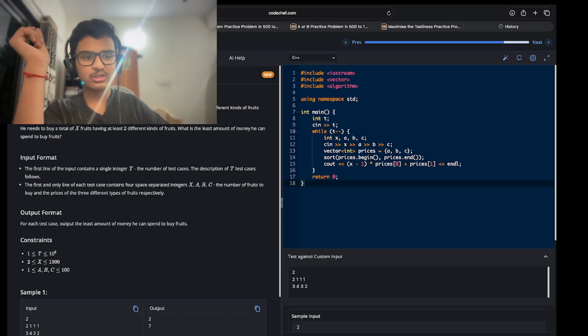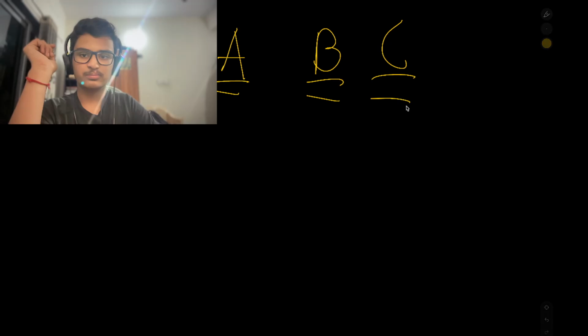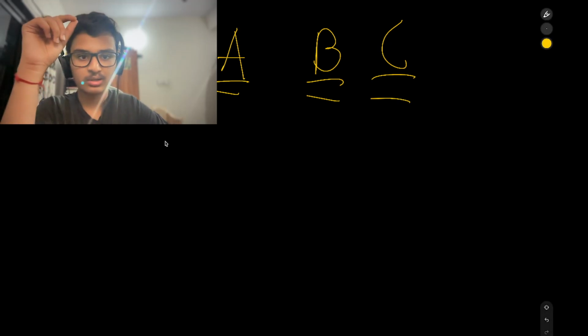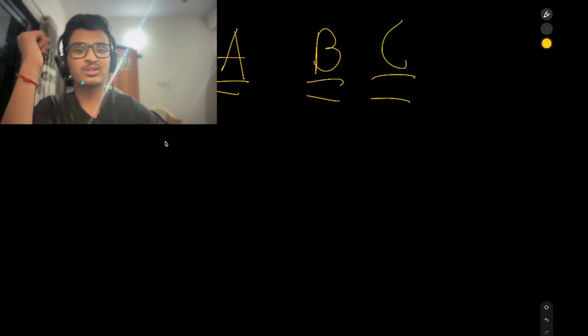So Jamnash is at the fruit market. So a person named Jamnash, right? He's at the fruit market, and he has three types of fruits which are A, B, and C. Fine. Perfect. Now, what are we talking about? So these are three types.